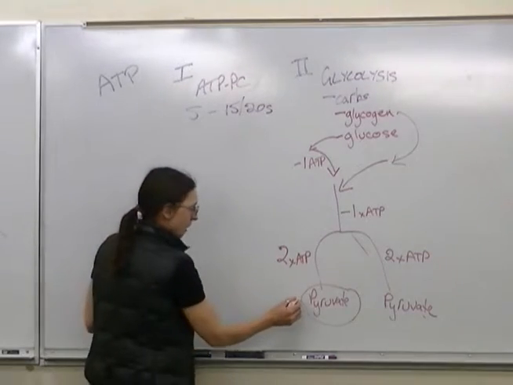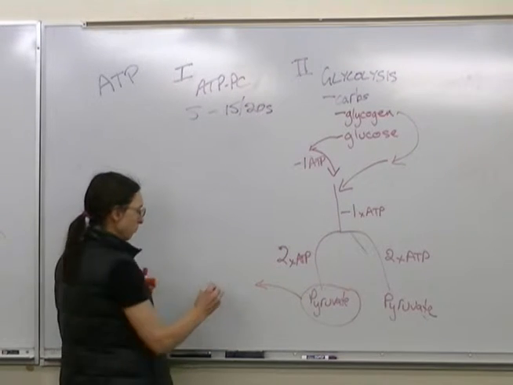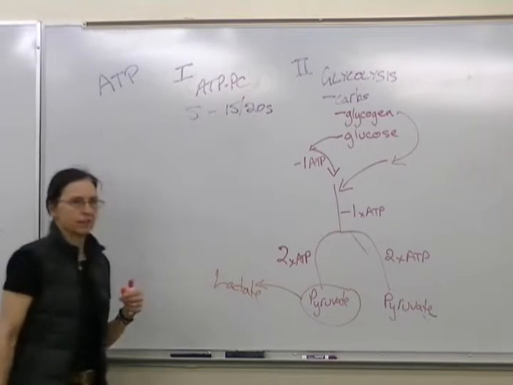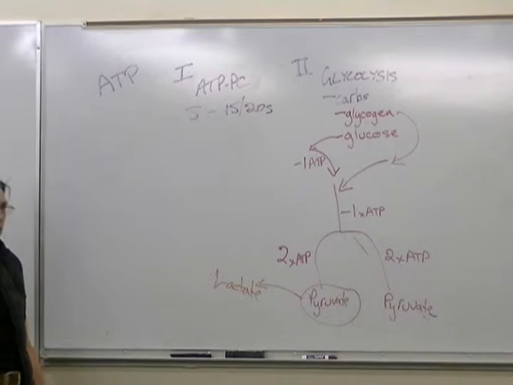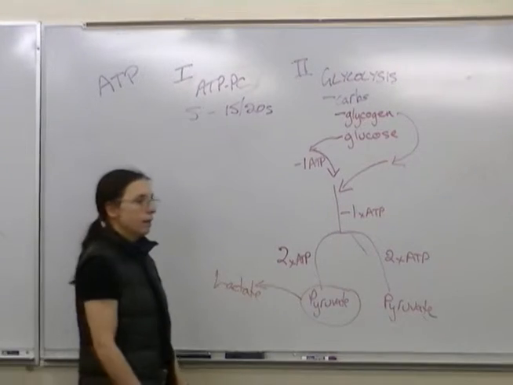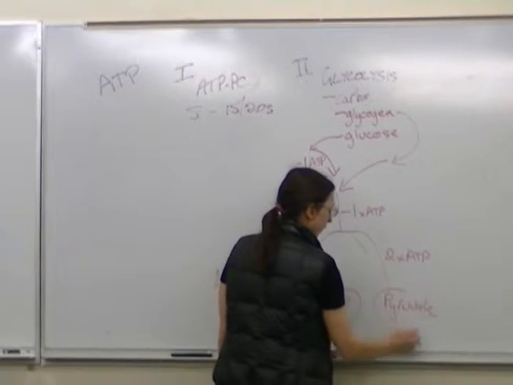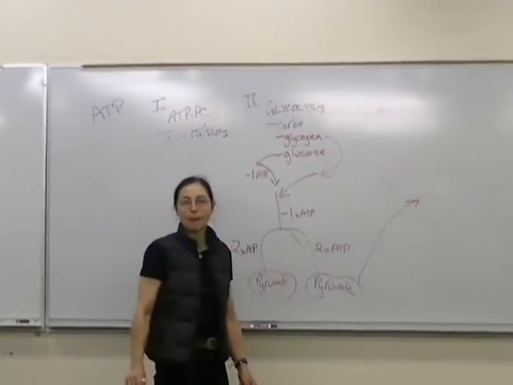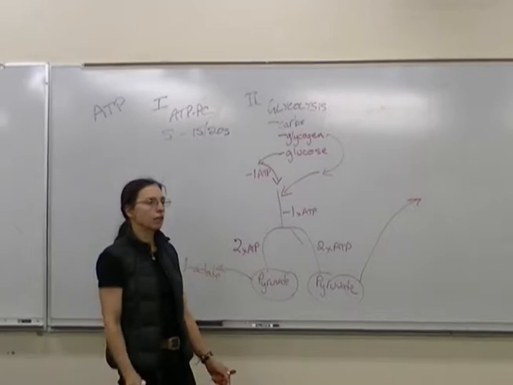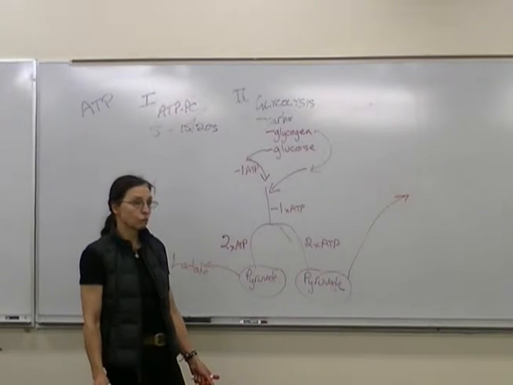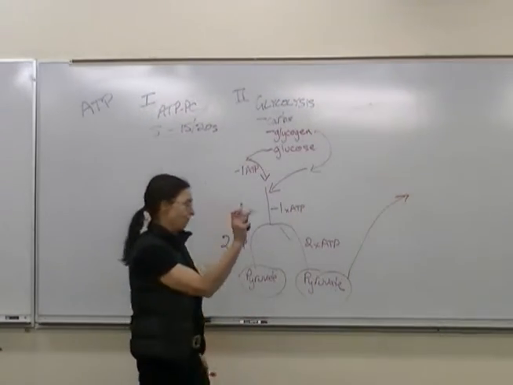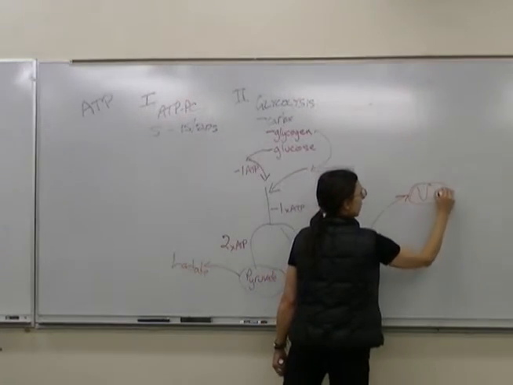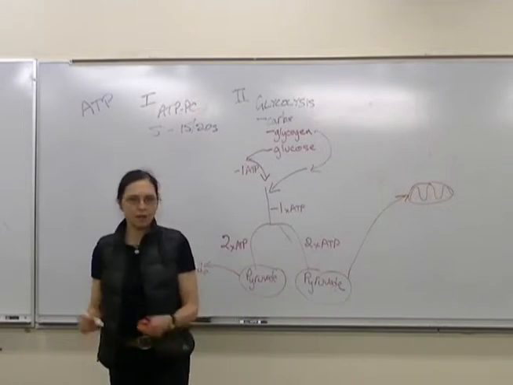So, if I'm working anaerobically, what does my pyruvate turn into? Lactic acid. Lactic acid, we're just going to say lactate because it'll change straight into lactate. If I'm working aerobically, where does my pyruvate go? Where does it get shuttled to? The mitochondria. It's going to get shuttled to the mitochondria.